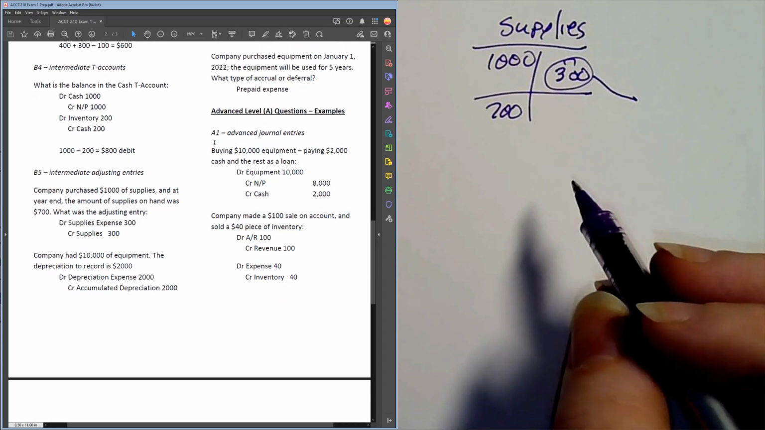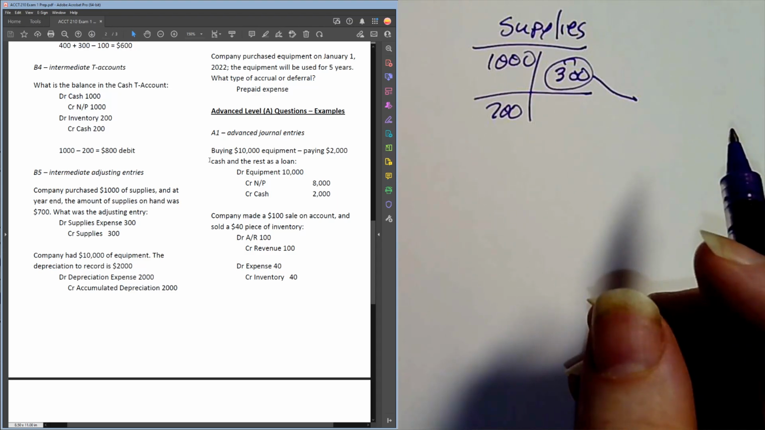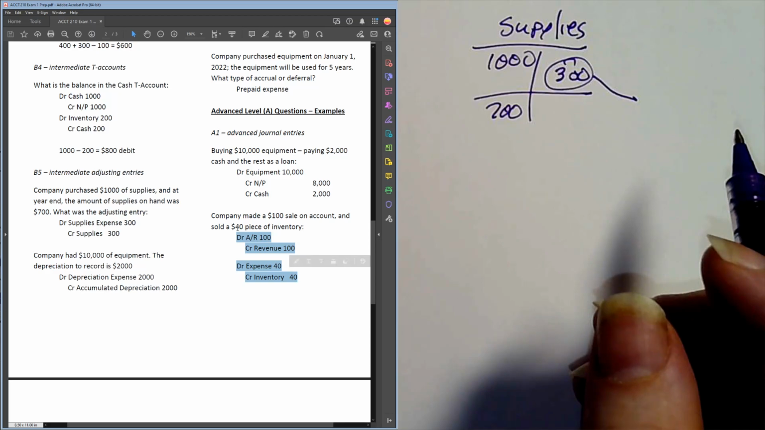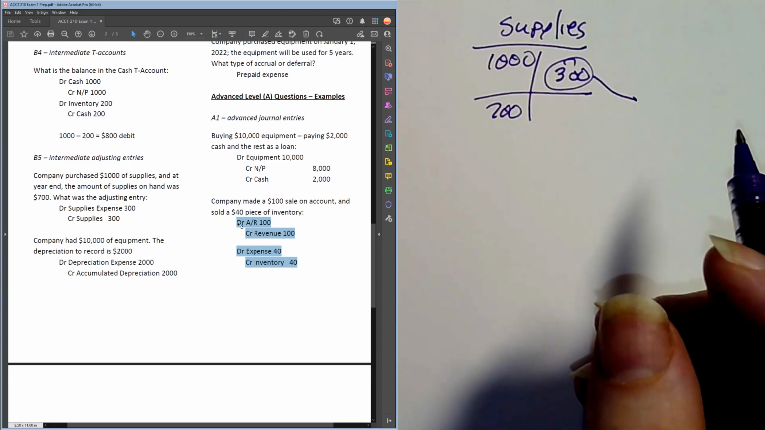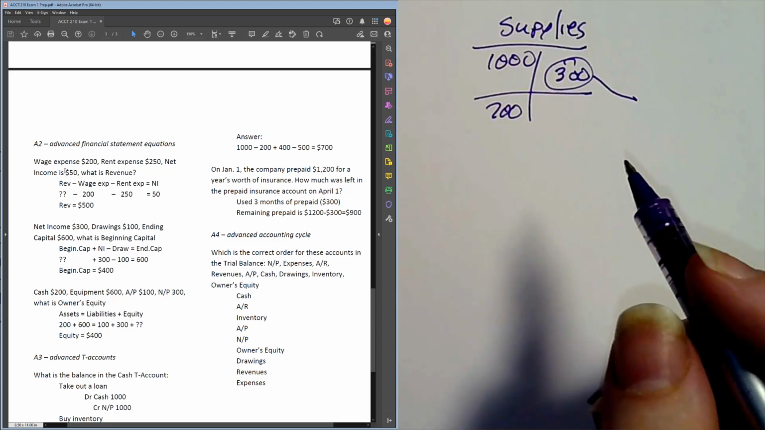So advanced journal entries, again, we're ramping up the difficulty of the journal entries. Here we've got a three-part journal entry. This journal entry is both the sale and the expense, the sale part and the inventory part. Here's some advice. Well, we talked about these a little earlier. It's the same financial statement equations.